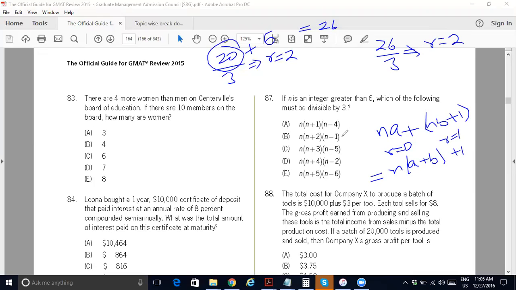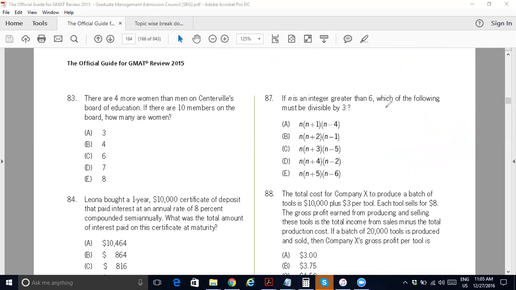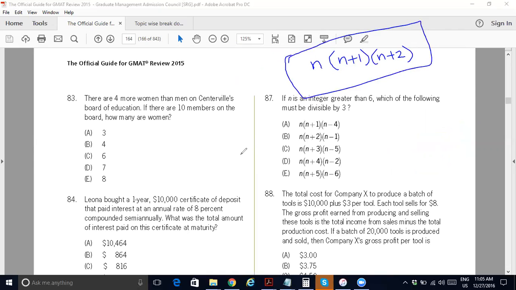So that means if I am adding a non-multiple, I will get the same remainder that the non-multiple is giving. So the easiest way to think of it is that we have to convert the expression into the form n into n plus 1 into n plus 2. So these are the two ways. Either you do it this way, or you can pick any number greater than 6 if you are getting 3 distinct remainders.